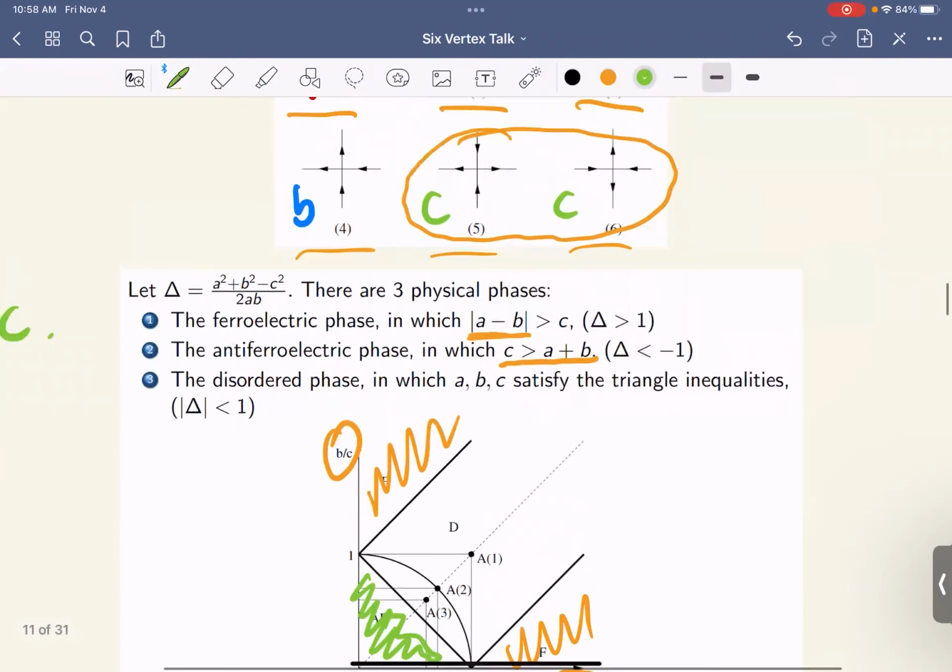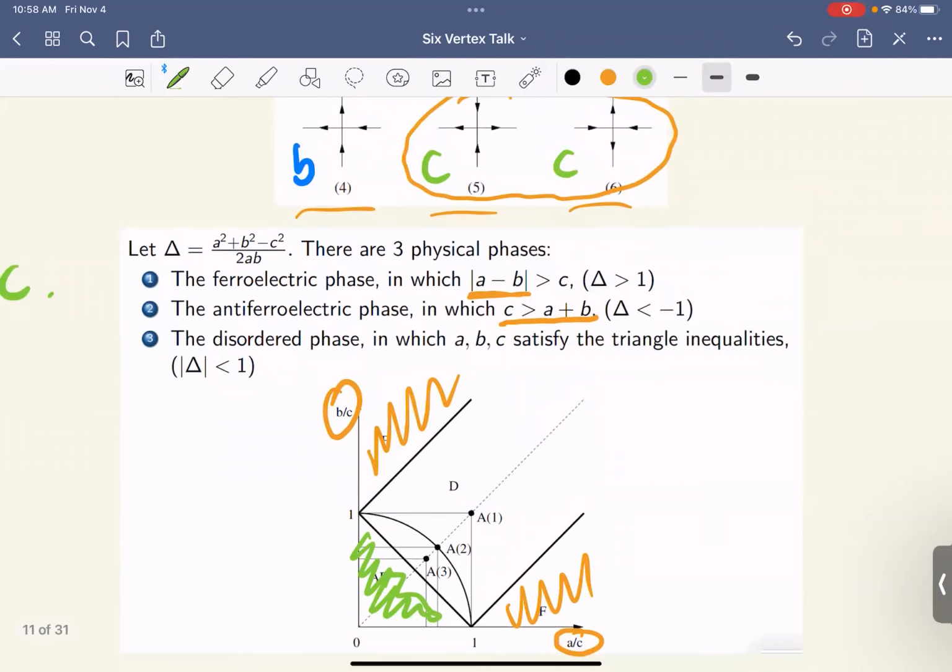And if A, B, and C are roughly about the same size, which means I can make a triangle with them, then nothing is really favored very, very strongly, and we have a disordered phase. So that's this region here in the phase diagram.